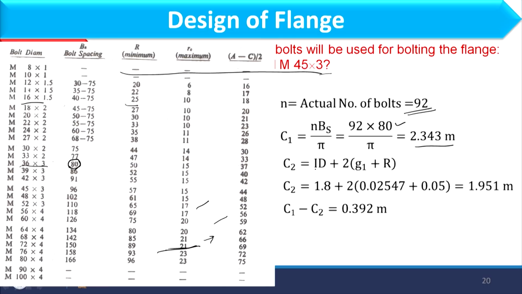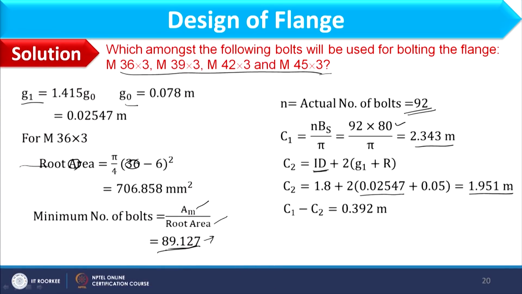Further C2 I have to calculate, which is equal to ID plus 2G1 plus R. So ID is basically inner diameter of flange, which is equal to outer diameter of pipe. So C2 would be equal to 1.8 plus 2G1, which we have already calculated. R we have taken as 0.05, which is given in this table corresponding to 36 × 3 bolt. So considering these values, we can have C2 as 1.951 meter, and then I have to find the difference between C1 and C2, and it comes out as 0.392 meter.